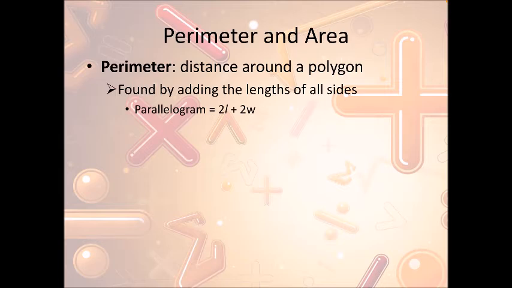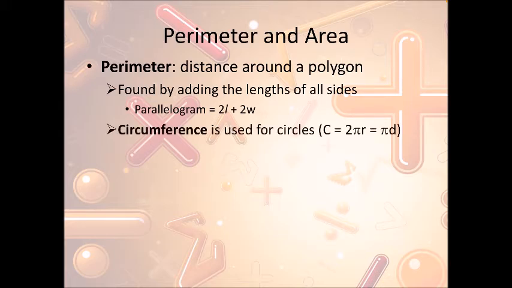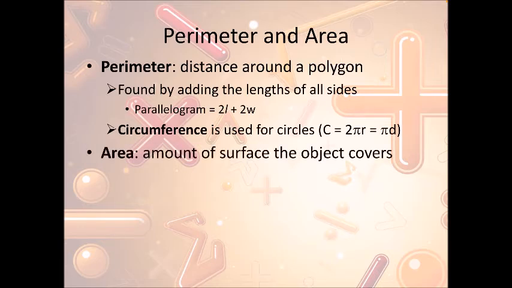If we're talking about the perimeter of a circular object, such as a circle itself or a cylinder, we use the term circumference. Circumference is equal to 2 pi r or pi d. These formulas you will also need to know. So the perimeter is the distance around an object. The amount of surface an object covers is known as the area. And many of these formulas you likely already know.